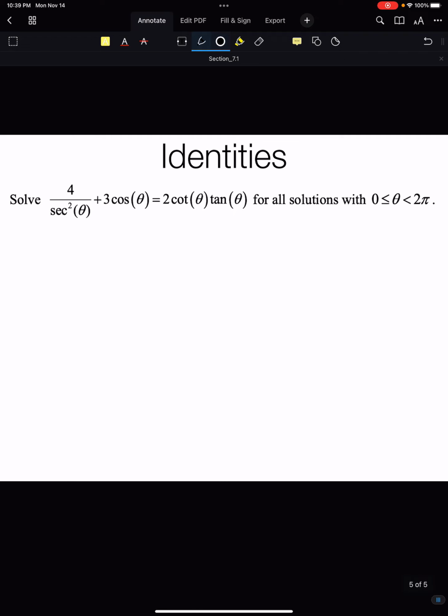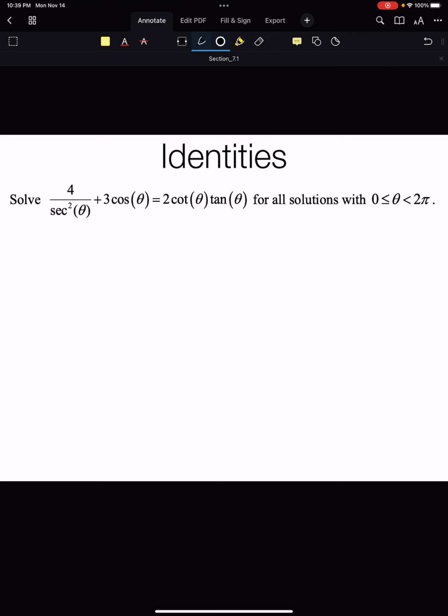And so let's go to the last one. Okay, and so this is, well, a lot here. 4 over secant squared of theta plus 3 cosine squared is equal to 2 cotangent times tangent. And I want to solve for all values of theta in our usual domain 0 to 2 pi.